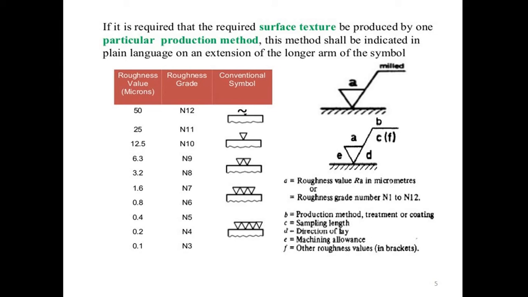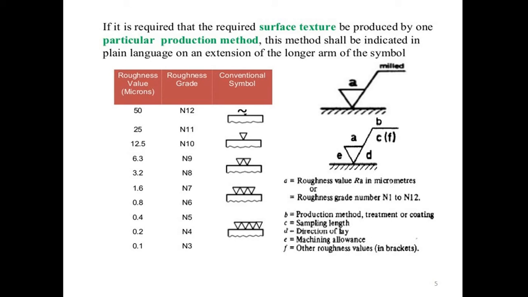Then Ra 6.3, 3.2 and 1.6. For 6.3, the roughness grade is N9. For 3.2, it is N8. And this conventional symbol is a double triangle, which can be achieved by conventional machining processes like lathe machine, milling machine, drilling machine, shaping machine, etc.